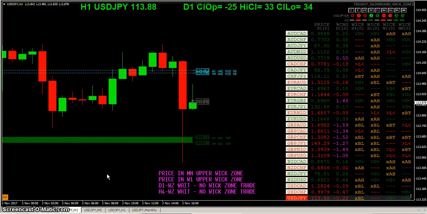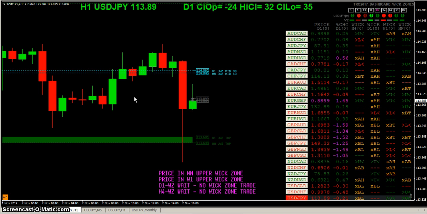Horizontal lines, wick zones. Okay, first, let's have some definitions. A horizontal line is just a line across the chart, horizontal as opposed to vertical. Wick zones: if you know candles, you know that this is the bottom wick, which some people call the tail, and this is the top wick, which some people call the wick. Anyway, that's what we're talking about. So a wick zone is the area between the bottom of the candle and the low, and between the top of the candle and the candle high.